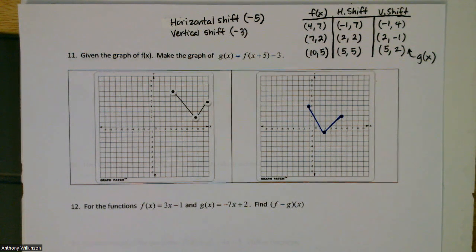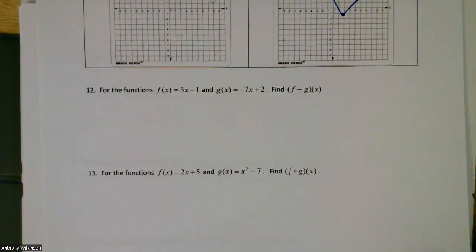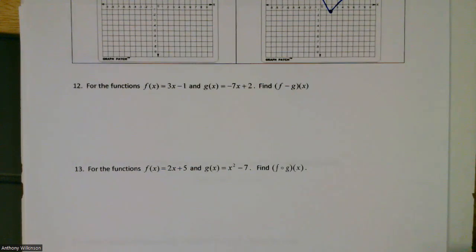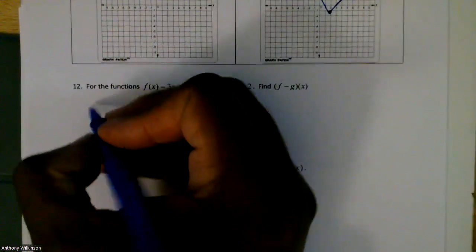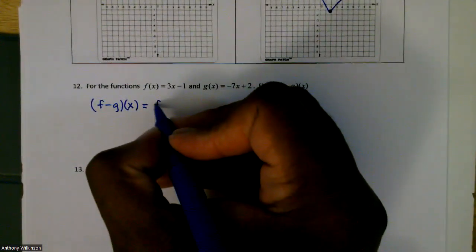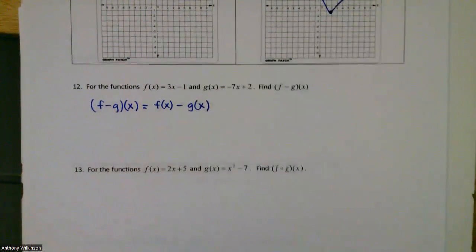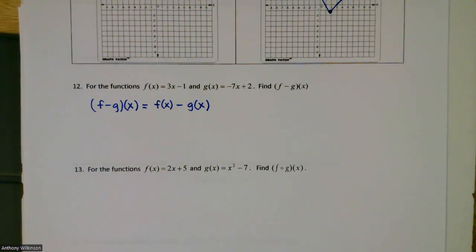All right, number 12. Here we have the functions f of x equal 3x minus 1 and g of x equal -7x plus 2. We want to find f minus g of x. Now, f minus g of x means this. f of x minus g of x.